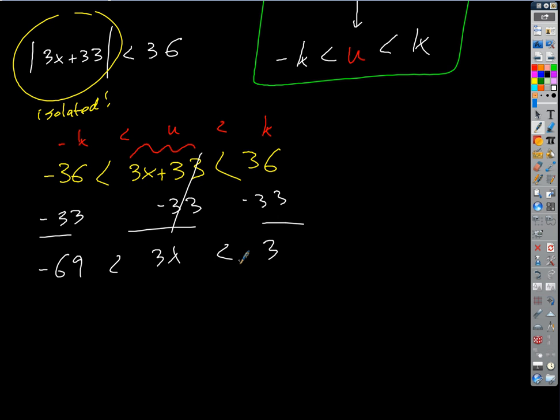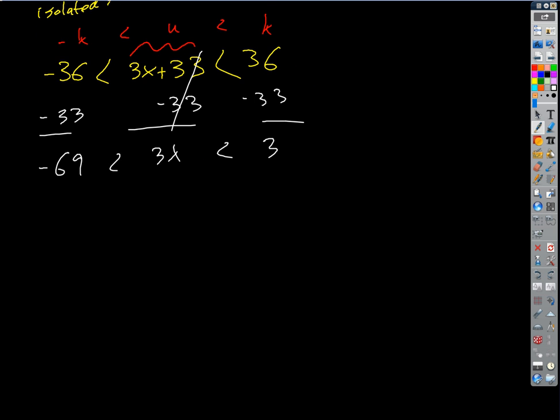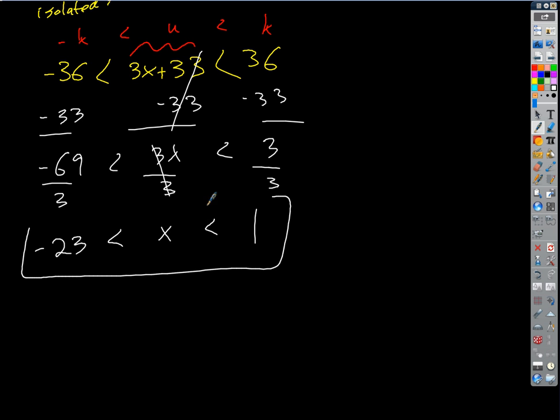What do I do now? Divide by 3. Divide everything by 3. So those cancel, I've got an x. Negative 69 over 3 is negative 23. I don't flip that because I divided by a positive. 3 over 3 is 1. So there's my answer. All the values of x greater than negative 23 and less than 1 will work.